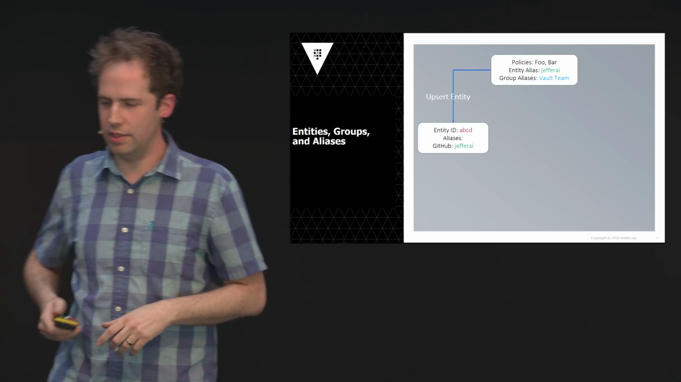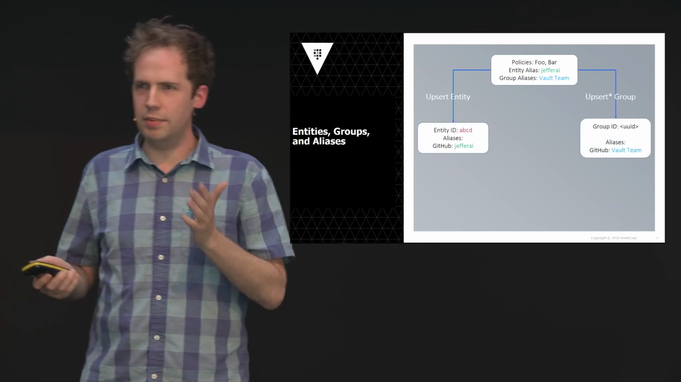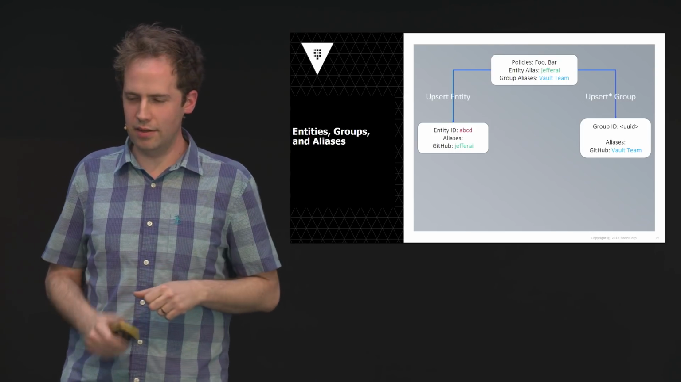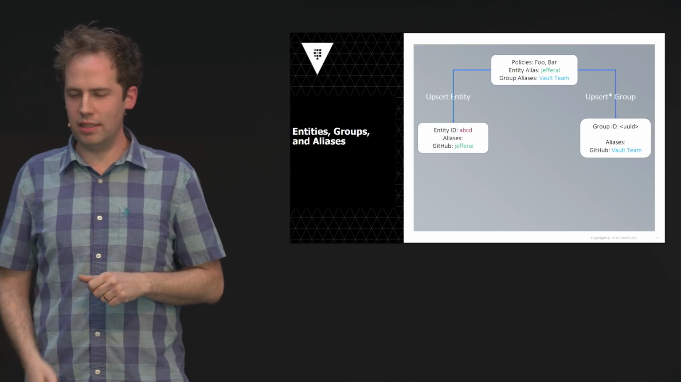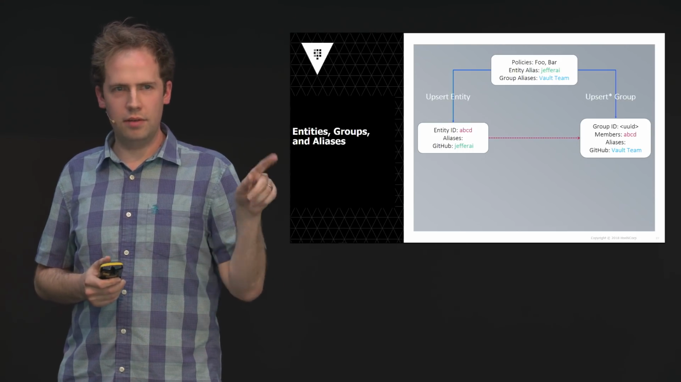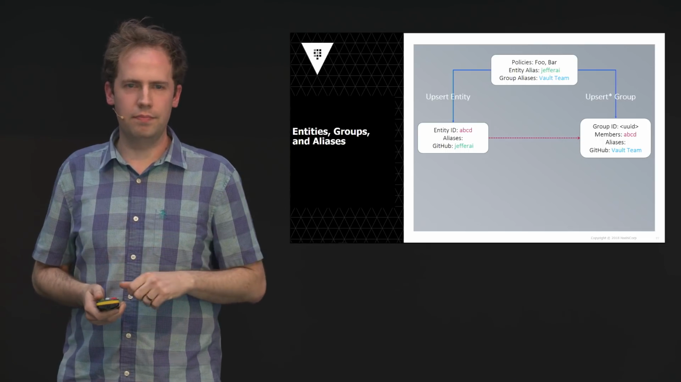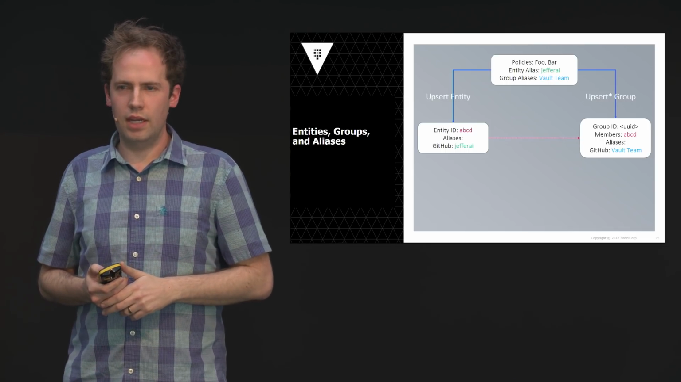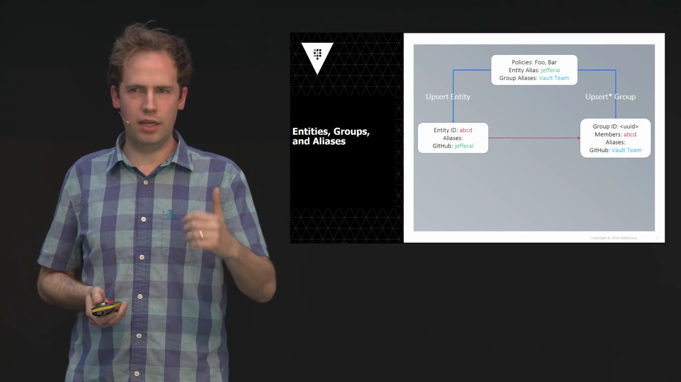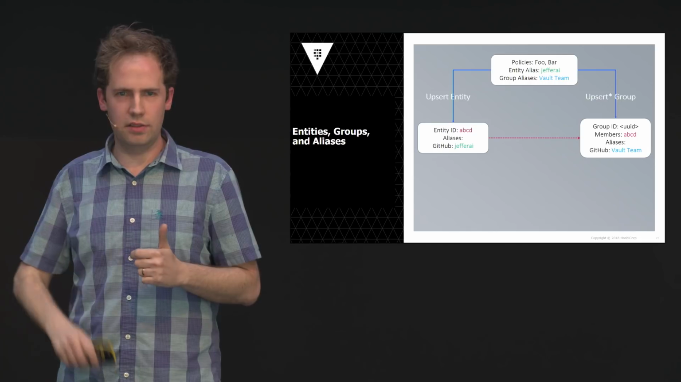That's my GitHub handle. And the next step is it does a group. So it says, OK, upsert a group, that asterisk I'll explain later. So upsert a group, and it generates a group ID and makes an alias for it. And then also make sure that this entity is a member of the group. Every time you log in, it'll update your memberships for that entity. If you log in again and I'm no longer a part of that group, then it'll take me out of those groups.